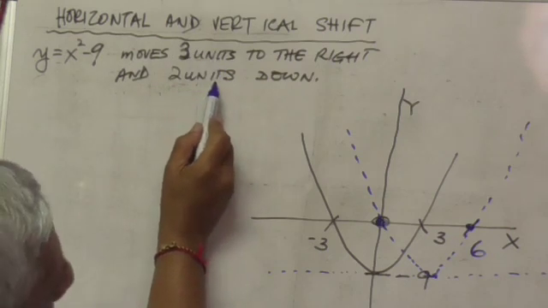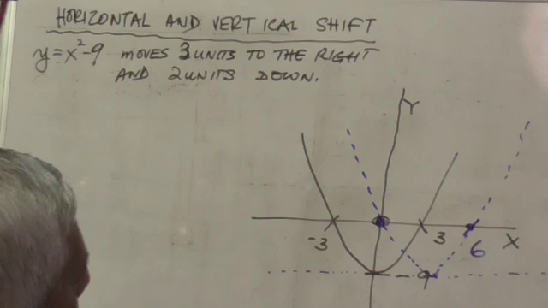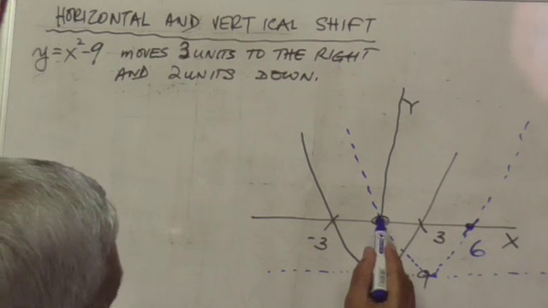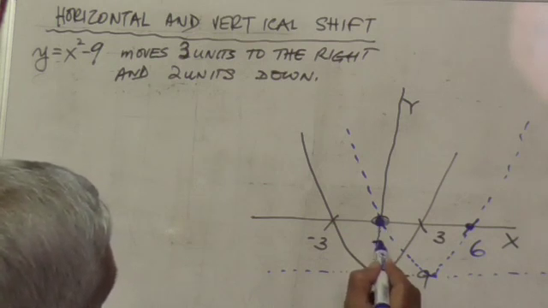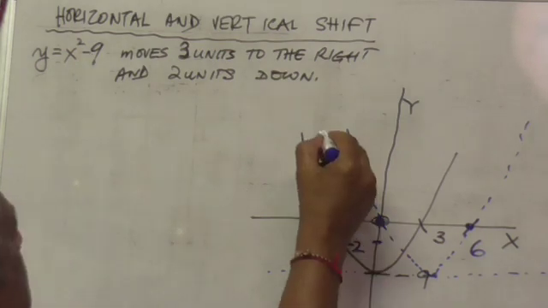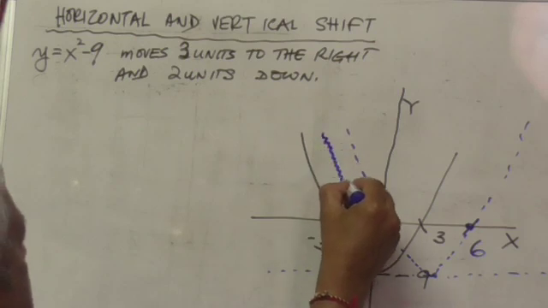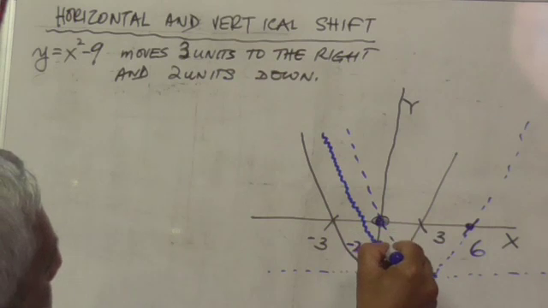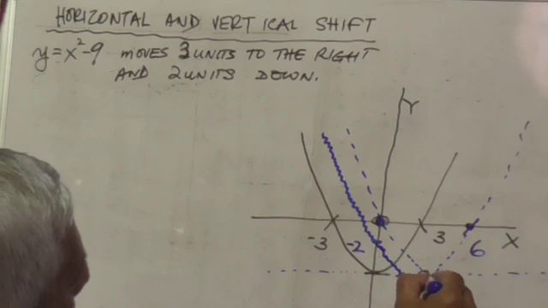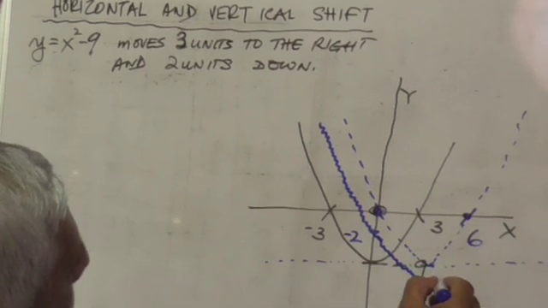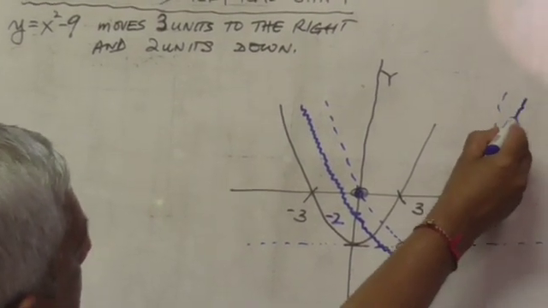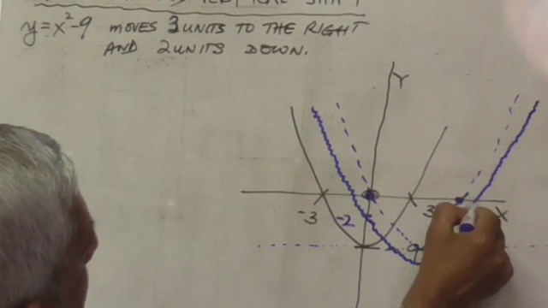Now it must move 2 units down. If it moves 2 units down, then this one will come down to minus 2. Do you agree? Then this one will come down to minus 2. That means we will get a new graph coming here like this. It will come through minus 2. So if it comes through minus 2, then that minimum value will come down, also minus 2. Right? And then this graph will automatically, the x will change there.